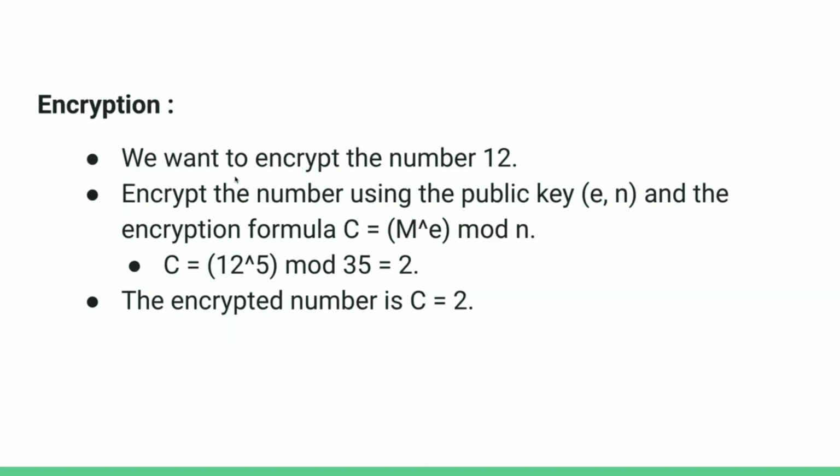Encryption. We want to encrypt the number 12. Encrypt the number 12 using the public key E, n, and the encryption formula C = m^E mod n. So C = 12^5 mod 35, which is equal to 2. So the encrypted number is C = 2.